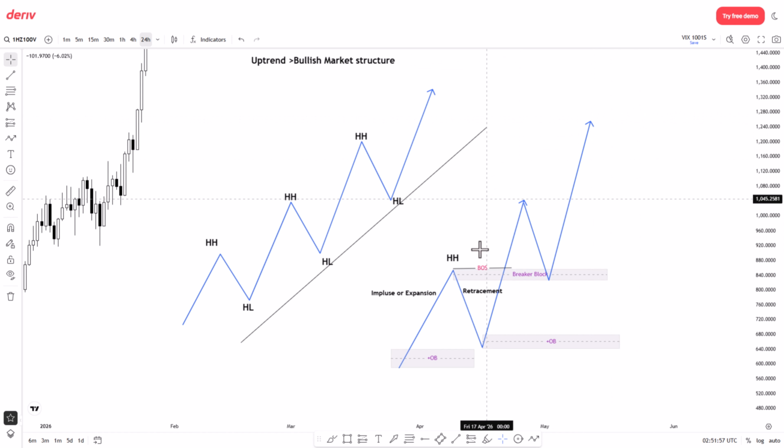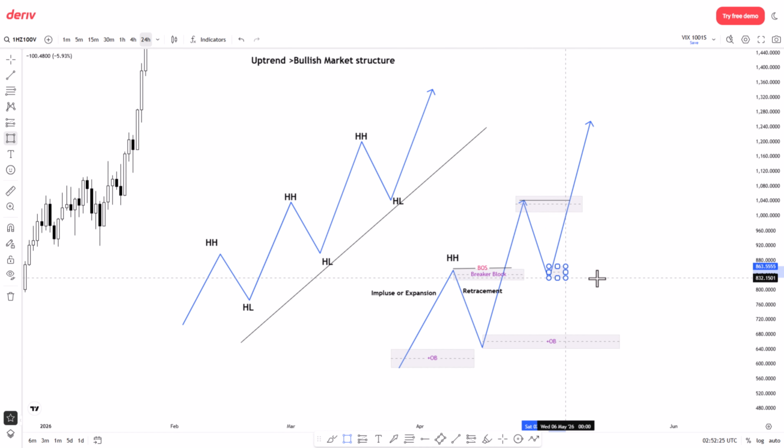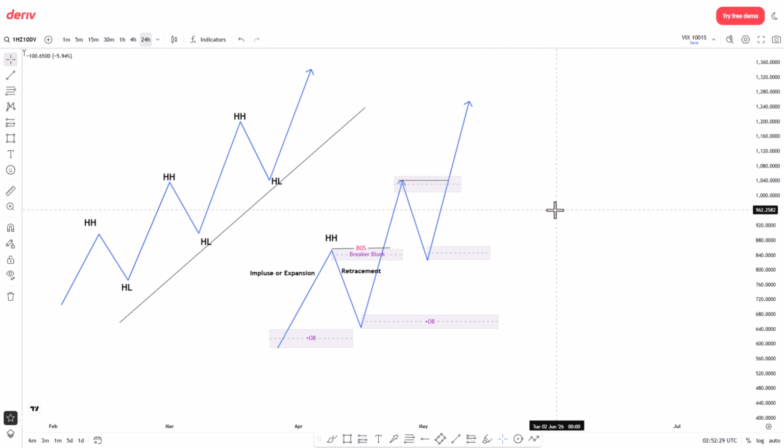So we'll be left with what? We'll be left with what we call break of structure. And what do we have? We have the breaker block, and then we will see our order block here also at this leg. So this is how the market keeps on expanding and retracing.